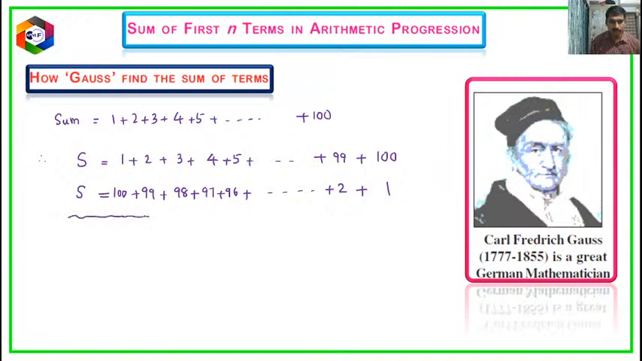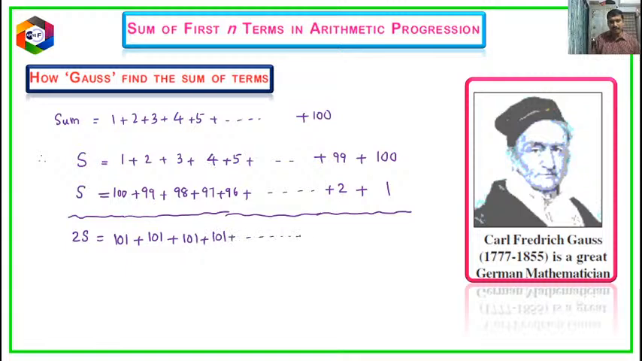Now let us observe that. Now he added these two. While adding, S plus S will be equal to how much? 2S. Now if you observe, 100 plus 1 is 101, and 2 plus 99 is also 101, and 3 plus 98 is also 101, and 4 plus 97 is also 101. Likewise, everywhere the sum is 101, again 99 plus 2 is 101.